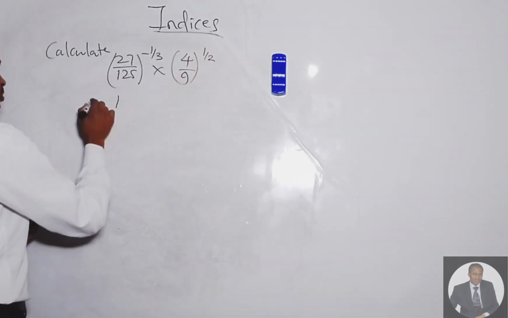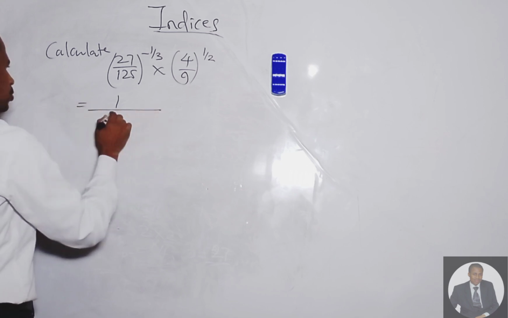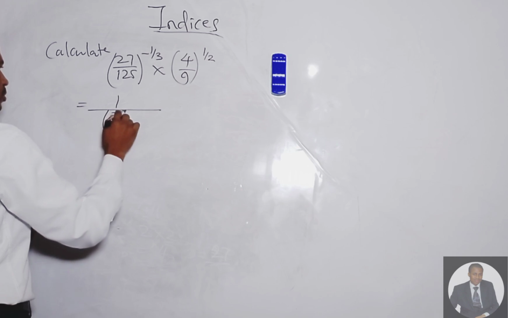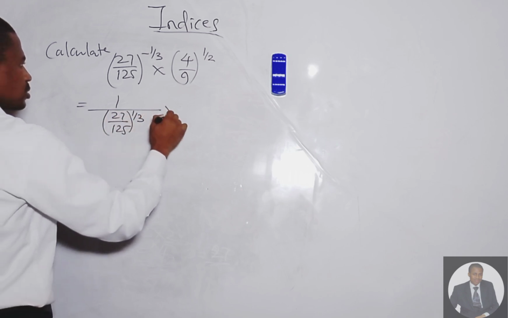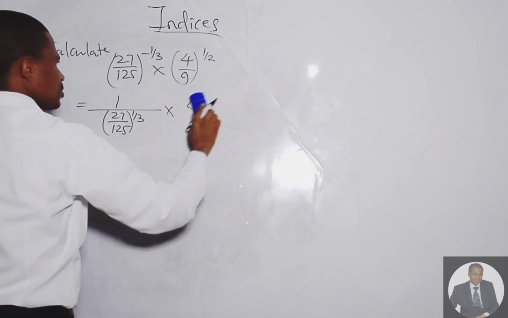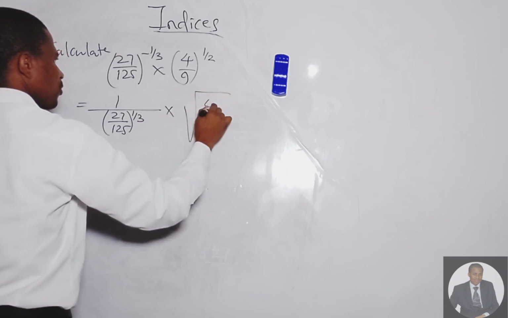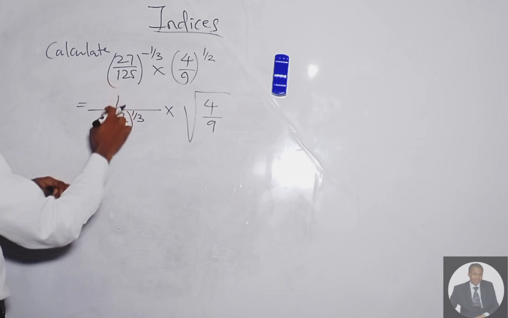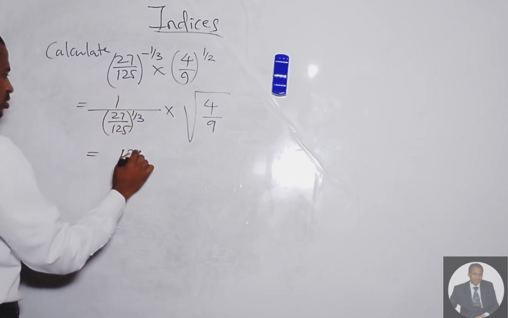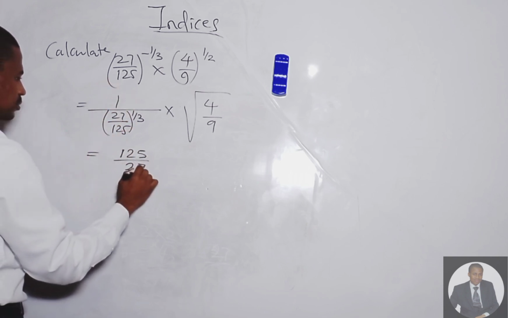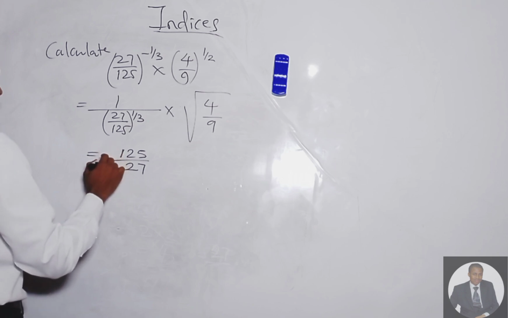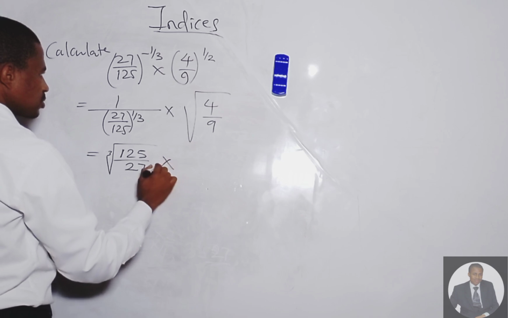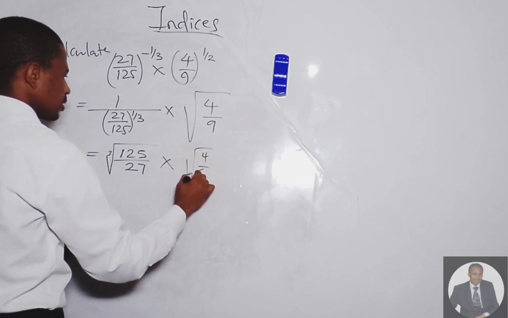This is 1 over 27 over 125, then this cube root, times 4 times half is the square root of 4 over 9. Then we'll find the reciprocal of this. This will give us 125 over 27, cube root, times the square root of 4 over 9.